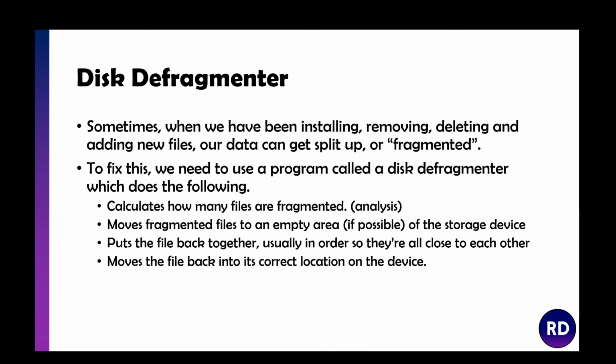Now, sometimes when we've been using non-contiguous storage and we've been installing, removing, deleting, adding new files, our data gets split up into loads of different parts, or what's called fragmented. Now to fix it, we can use a program called the defragmenter, which calculates how many files are fragmented, so it analyzes it first. It then moves fragmented files to an empty area and puts the files back together, usually in order so they're all close together, and then moves it back into its correct location, or its new location that's more appropriate on the device.